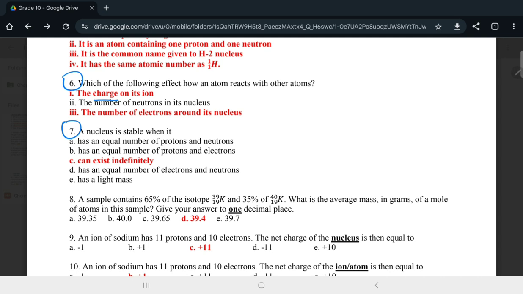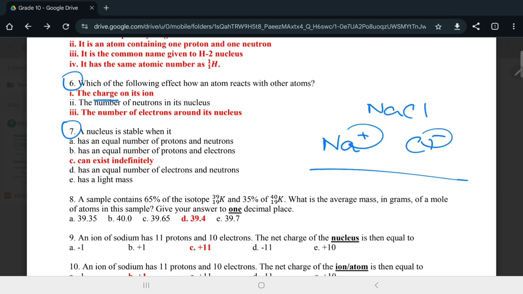Now, the explanation is given. The explanation is the following. It's because, for example, you have Na+ and Cl-. These two bond together to form NaCl, an ionic compound. So basically, they bond together because their charges correspond. One is positive, one is negative. So based on their charges, okay, they bond together or react with each other. So what affects the reaction is the charge.